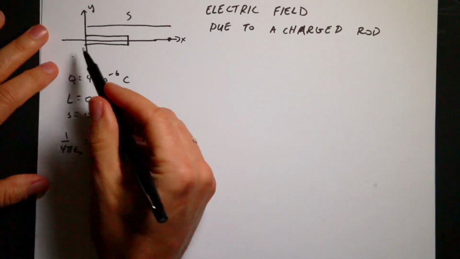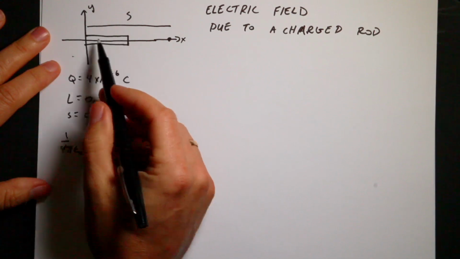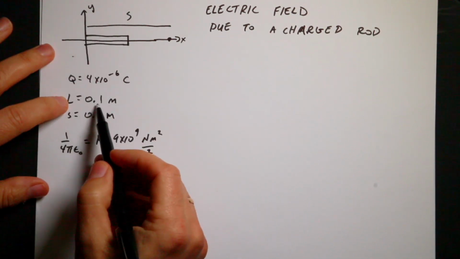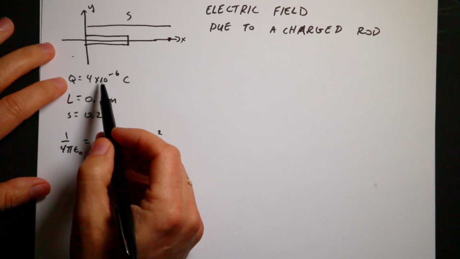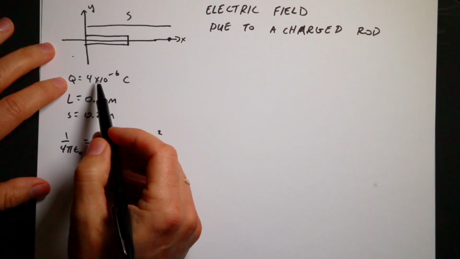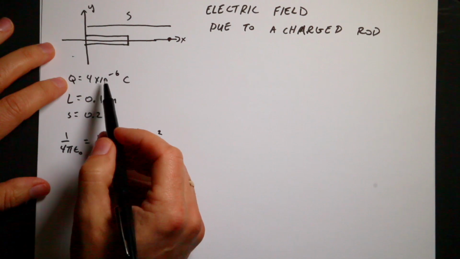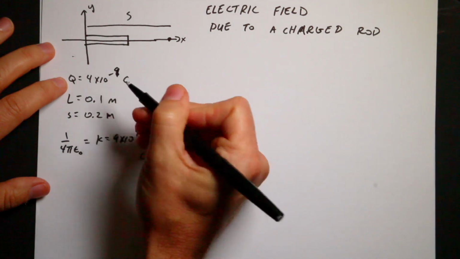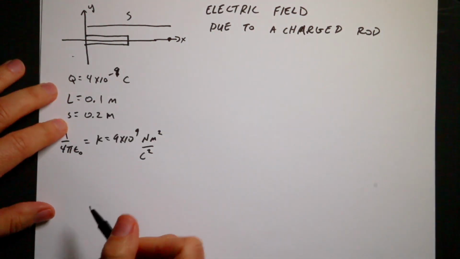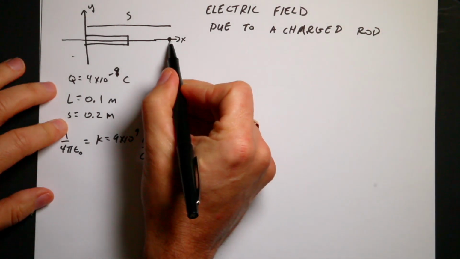Here I have a charged rod right here, and it has a length of 0.1 meters, a total charge of 4 nanocoulombs. Wait, 4 times 10 to the negative 6. That's not nano. Let's put 4 times 10 to the negative ninth. And then I want to find the electric field over here at this point.